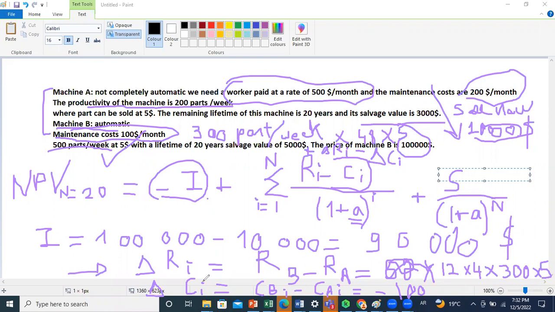So now if we continue with delta cost, we have first, as we said, we were discussing that the maintenance cost is reduced by $100 per month because it was $200 and now it's $100 per month. So we should do minus $100 per month, and don't forget to multiply by the number of months, so times 12. And also we are reducing the cost of the worker, so here you should do also minus 500.